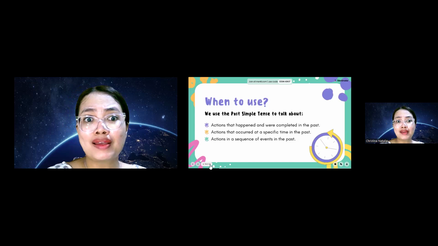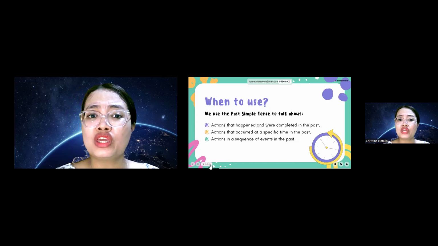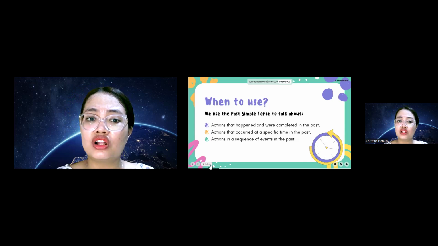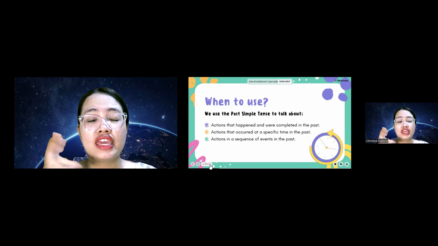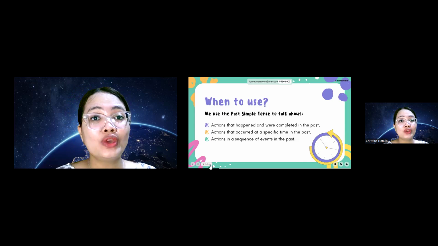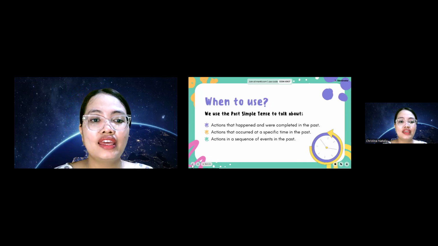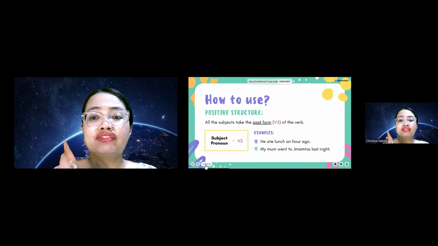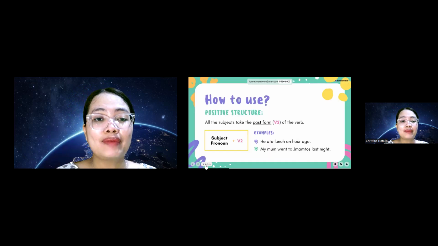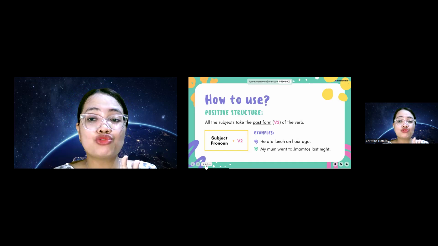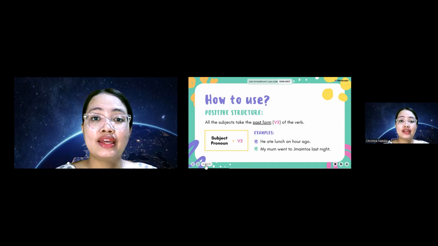We use the simple past tense to talk about an action happening in the past, with a specific time in the past. And then there are three formulas in simple past tense: positive structure, negative structure, and question structure.